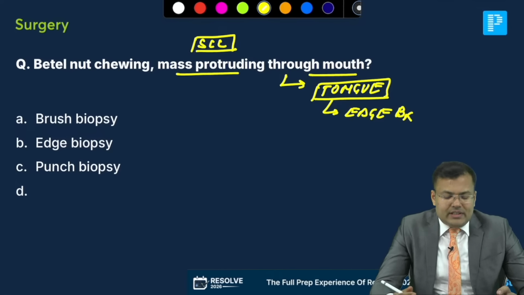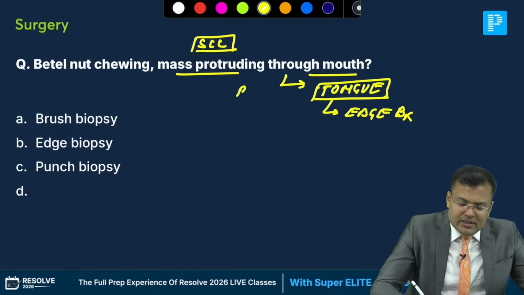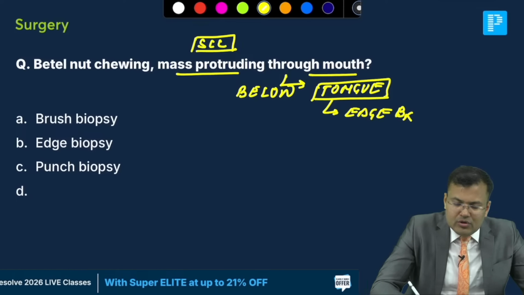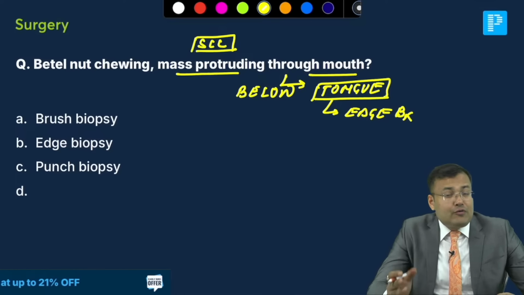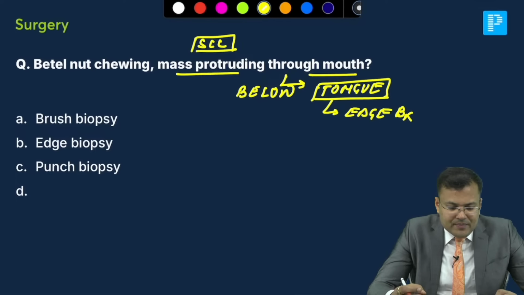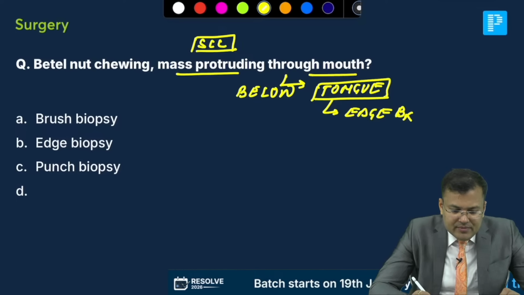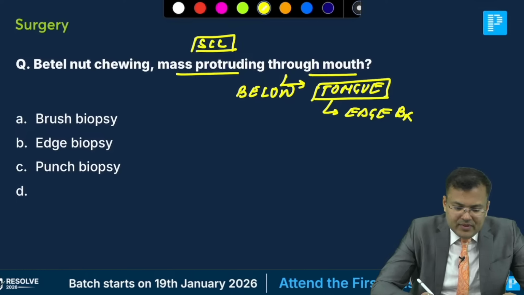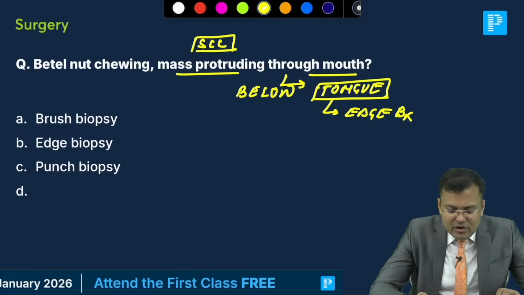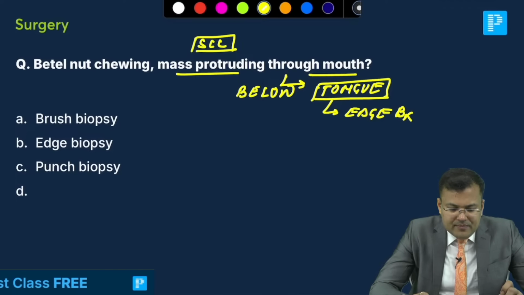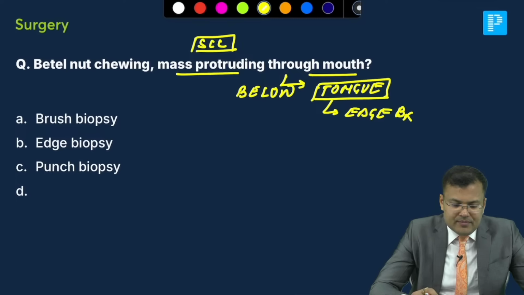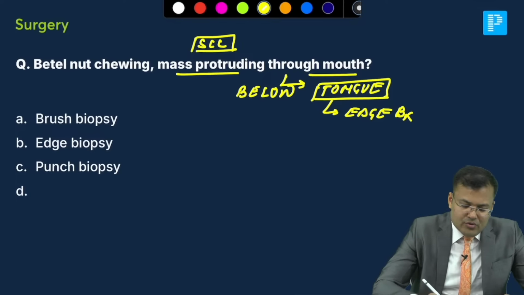Even if it is just below the tongue, it was below the tongue. And what is the investigation of choice for diagnosis? We go for edge biopsy. Okay, small ulcer, wedge biopsy. Okay, edge biopsy, wedge biopsy. Punch biopsy is not done here. We are not going for brush biopsy or punch biopsy. Usually we go for edge biopsy. No edge, so go for wedge biopsy.